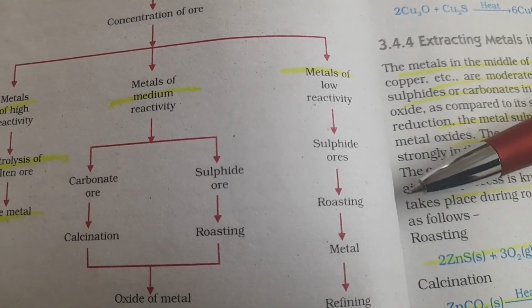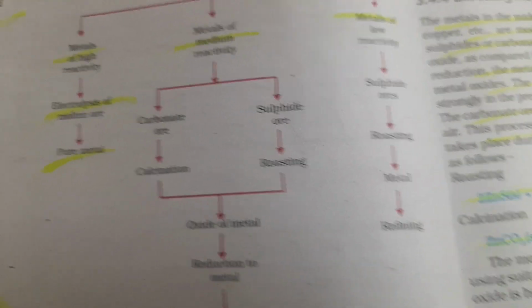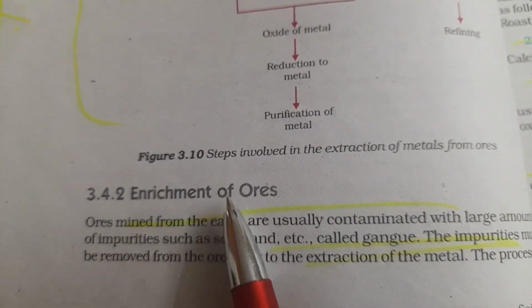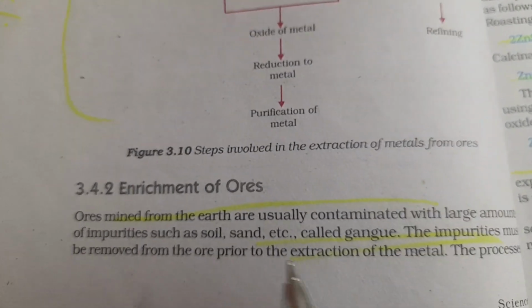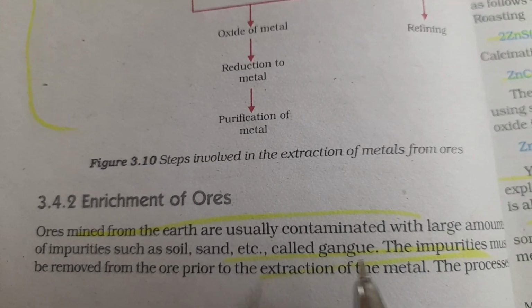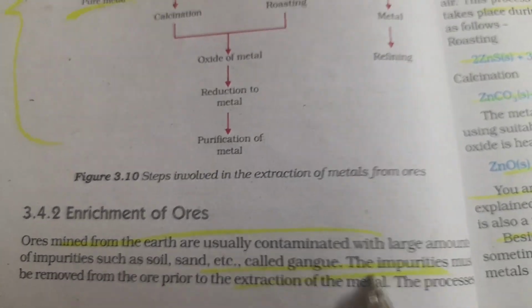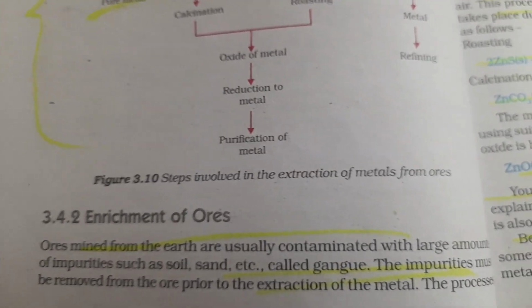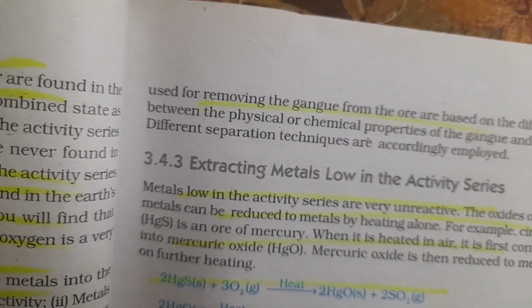If it is sulfide ore, we do roasting, we get metal, and finally we do refining. Okay, now once that is done, the ores which we get usually have so much impurities like soil, sand. These impurities are known as gangue. So impurities should be removed from the ore before you do the extraction of the metal. So what process is used to remove gangue from ore?